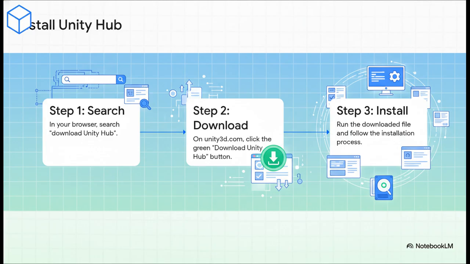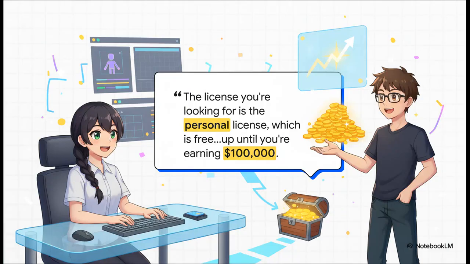Once that file is finished downloading, just find it in your Downloads folder and double-click to run the installer. It's going to ask you a few questions, but honestly, for now, just stick with all the default settings. You can just click Agree and Next all the way through until it tells you it's finished. Easy peasy.